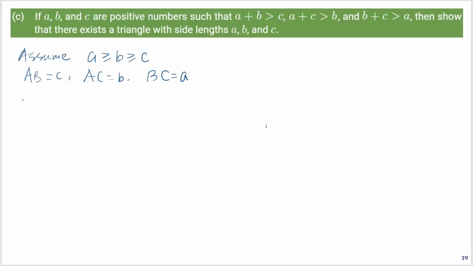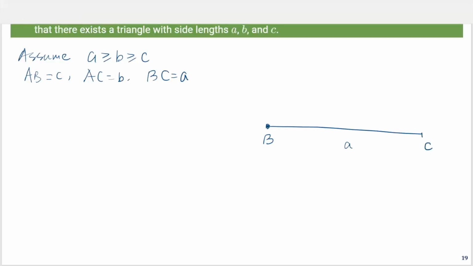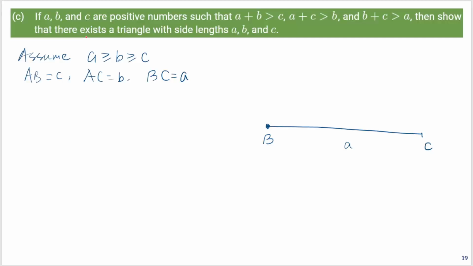So let's say this is B and C, and BC is A. This length is A. We can start building our triangle by drawing BC with length A. This is possible by using a straight edge and a compass. We know that A must be on a circle with center B here, and radius AB equals C. So we could draw a circle here.